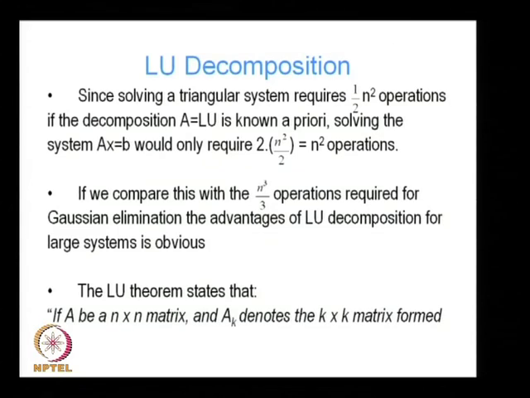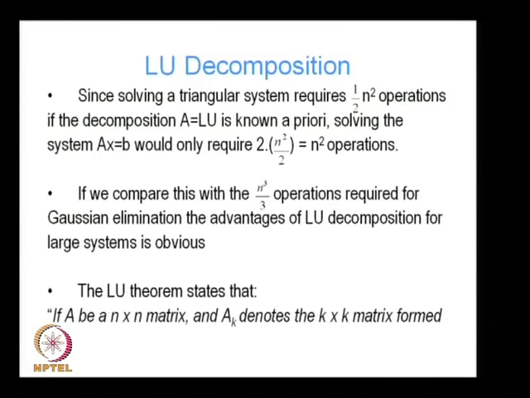If we compare the n square operations to the number of operations required for Gaussian elimination, which is n cubed by 3, the advantage of LU decomposition for large systems is obvious. So, if we can perform the LU decomposition, then we can solve repeated systems of the type Ax equal to B by just performing n square operations.